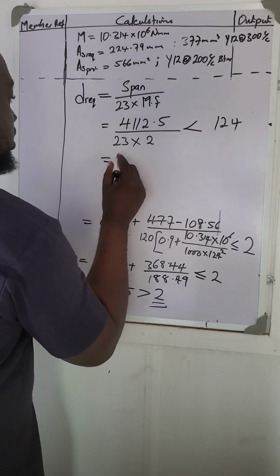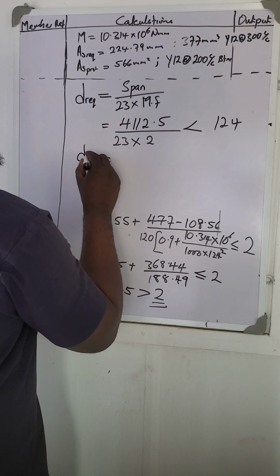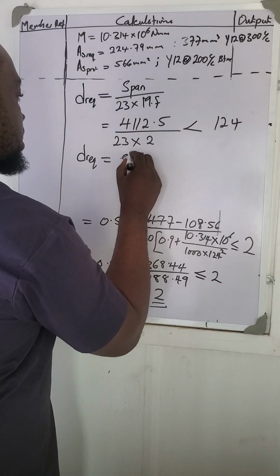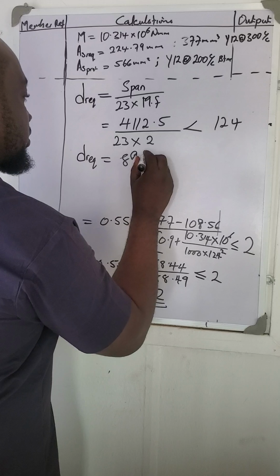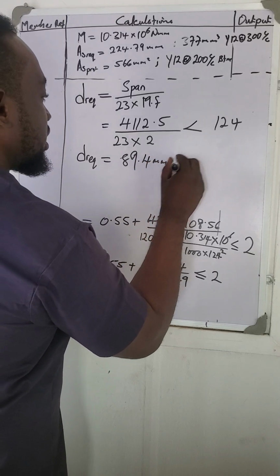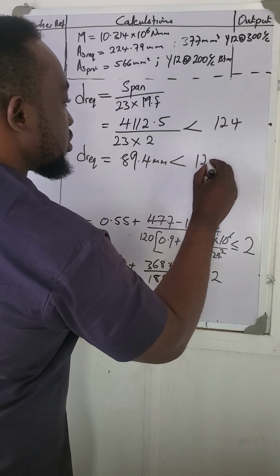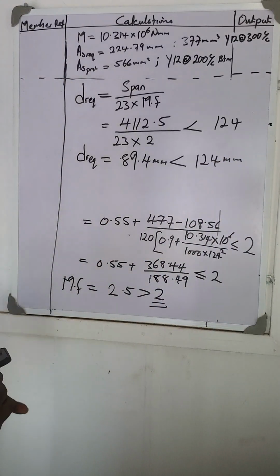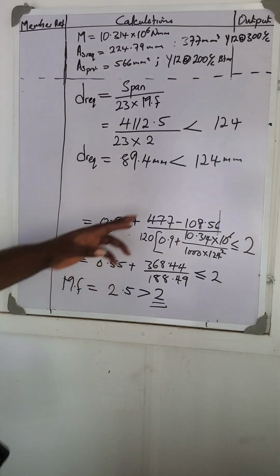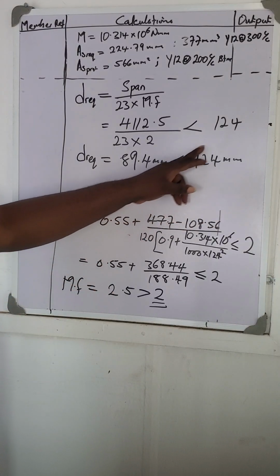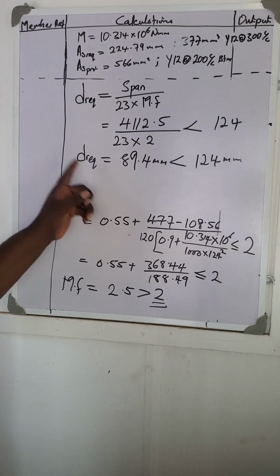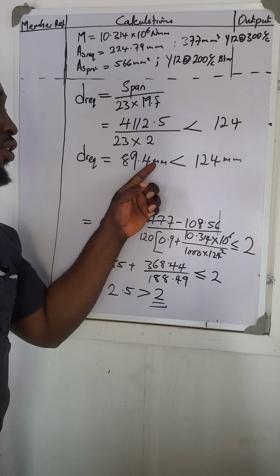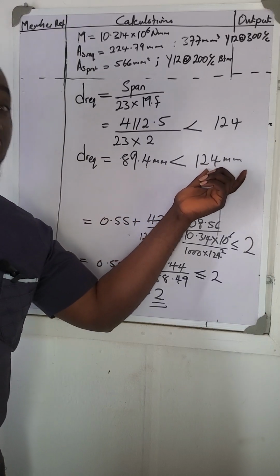This one will give me D required equals 89.4 millimeters, which is less than 124 millimeters. Because our slab depth we have been using is 124, and we have checked that the depth required is supposed to be 89.4, it means that the deflection is satisfied.